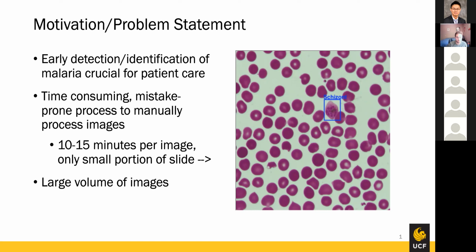And just the general issue is that identifying these is very time consuming. It's a mistake-prone process. If someone's staring at images for 20 minutes or for a couple hours, or they're poorly trained, they can make some mistakes, and that could be very bad for the patient. So we want to minimize that. This image is an example of what they would be looking at, and it could take 10 to 15 minutes just to look at this image, which is only a small portion of a blood slide. So to view a whole blood slide, you have to do this over and over. And then there's just a large volume of images. Nobody wants to sit down and do this, so we need a way to make this faster.